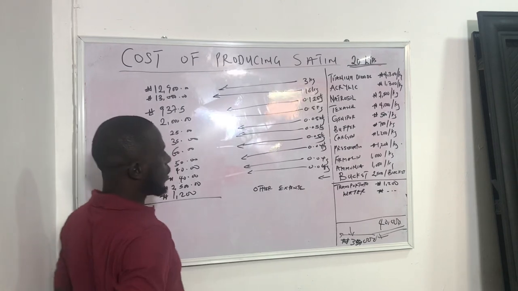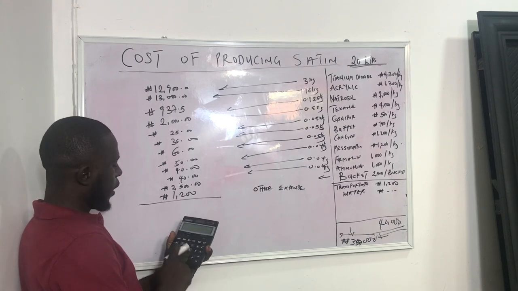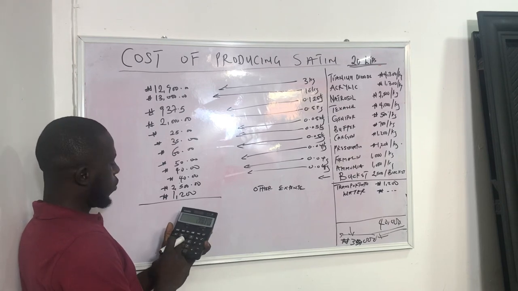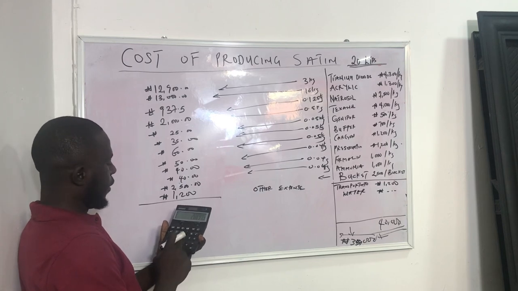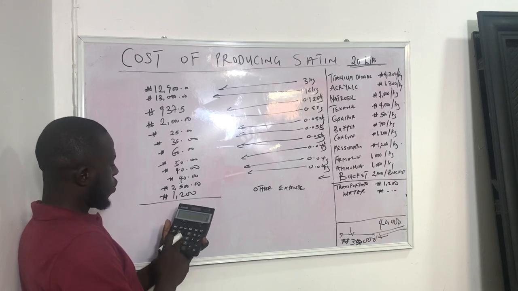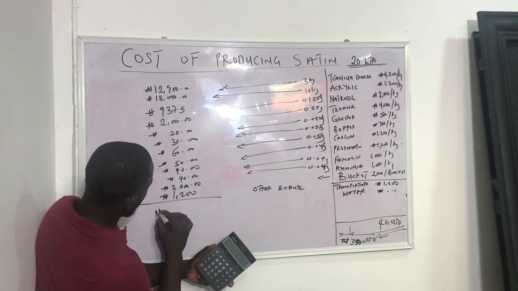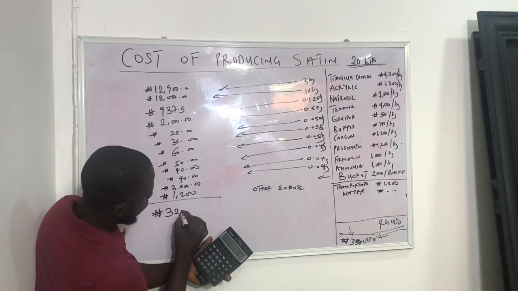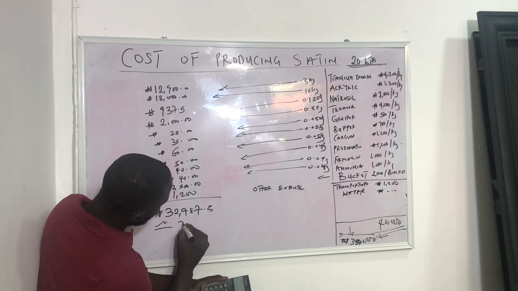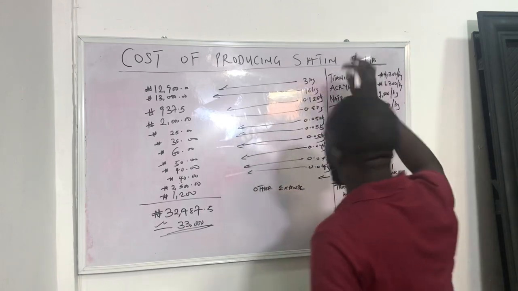So let's calculate this and see how much we're able to arrive at. So we have 12,900 plus 13,000 plus 937.5 plus 2,025 naira, 35 naira, 60 naira, 50 naira, 80 naira, 2,500 naira, 1,200 naira. So we have it to be 32,787.5. Approximately, let's say we spend 33,000 naira to produce this white satin paint.